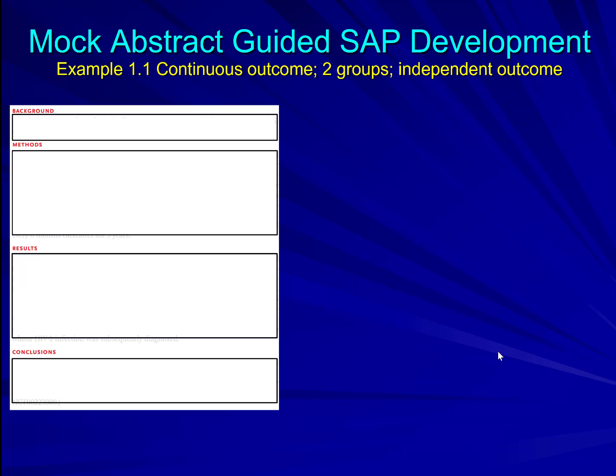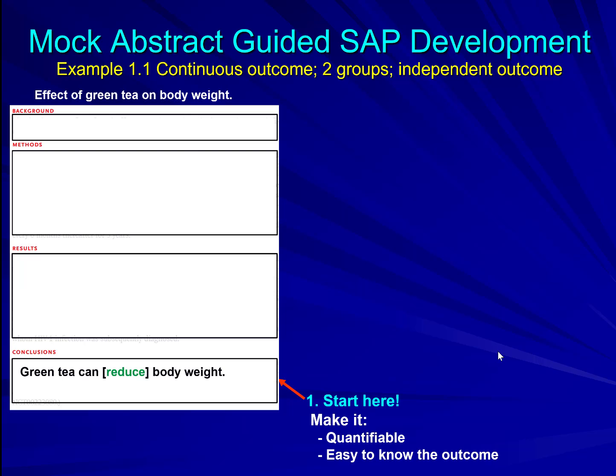So example 1, I have 2 examples for continuous, so I put 1.1 here, that if there are 2 groups of independent study and independent outcome, we put something like effect of green tea on the body weight as the research title. So here, when we start the conclusion, we put like green tea can reduce body weight.